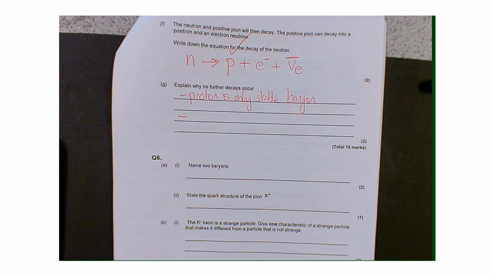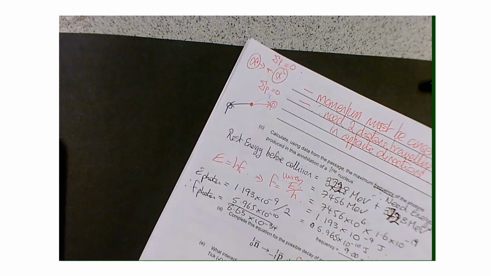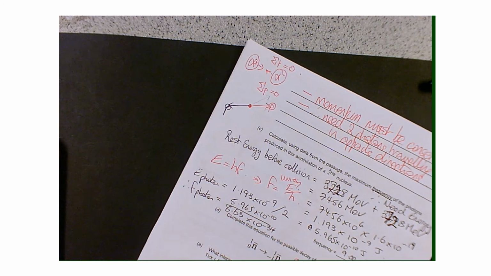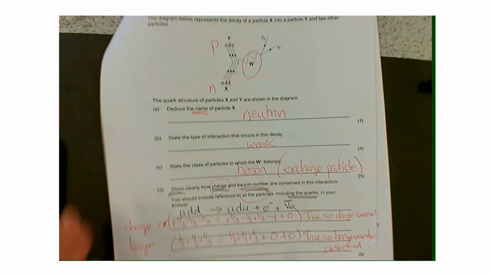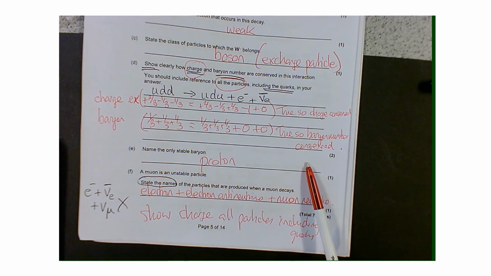Yeah, yes, but no, because here's why. How would you describe the muon? Is the muon a fundamental particle? Yes. Does it decay? It does not. Well, let's think back to the questions that we've been answering, because where did we have it? We had it there. A muon is an unstable particle. State the names of the particles that are produced when a muon decays.